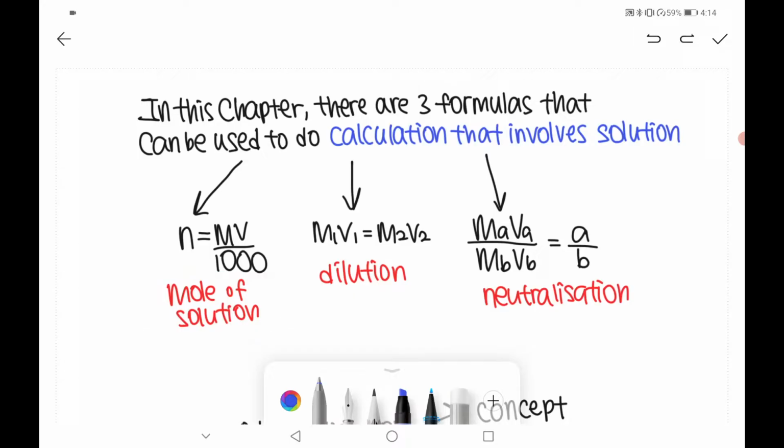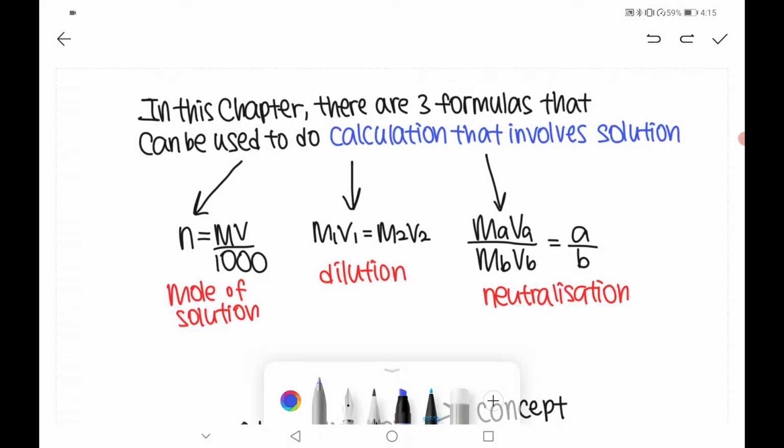This formula can be used to calculate the mole for a solution. So for example, today you are given a solution, let's say an acid. Acid is a solution. So let's say you are given an acid and you want to find the mole of acid. You can use this formula to calculate.